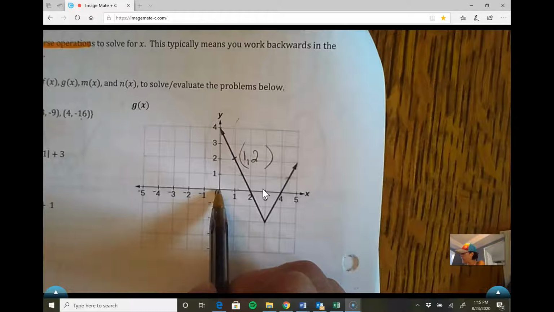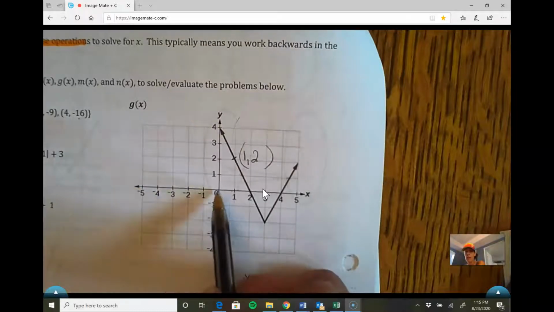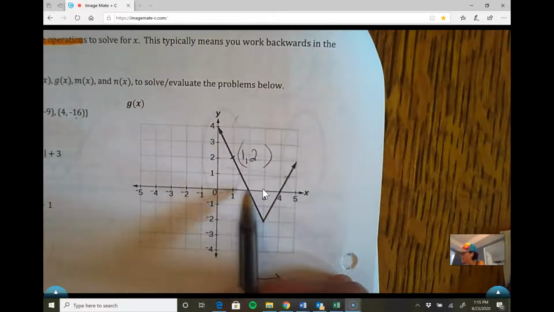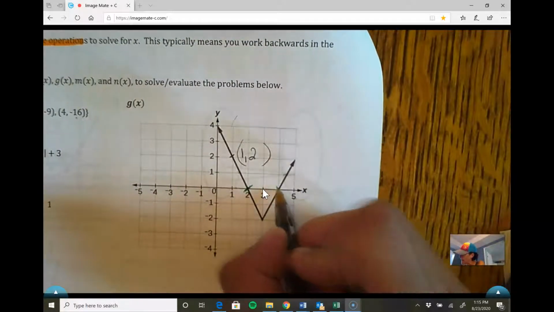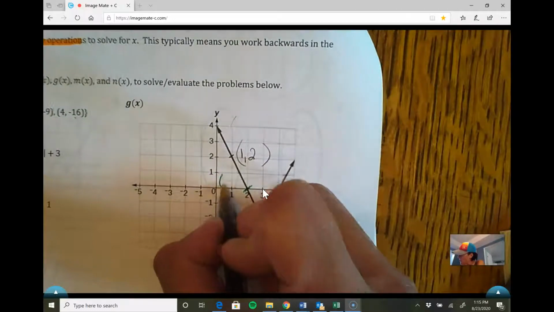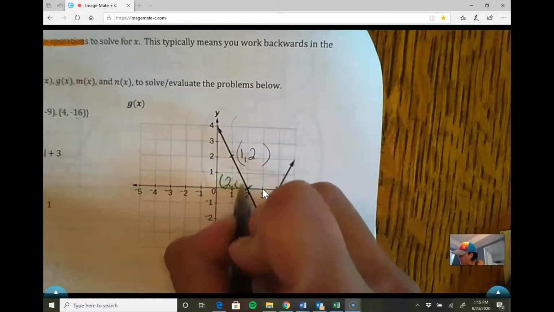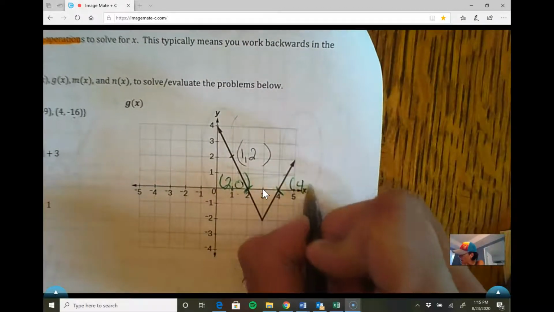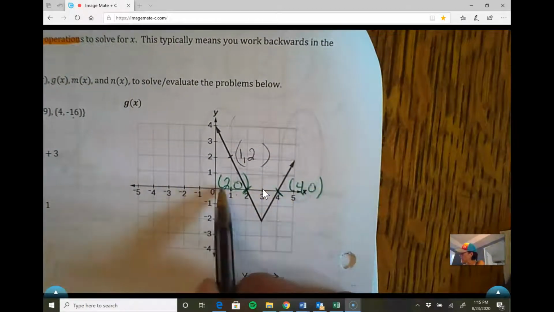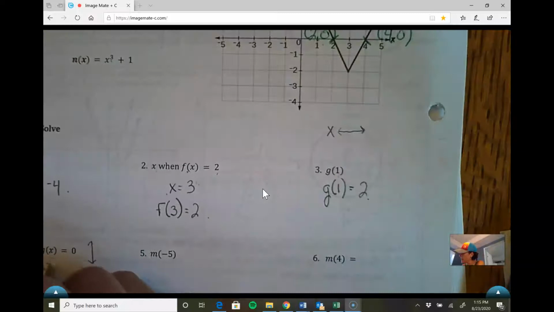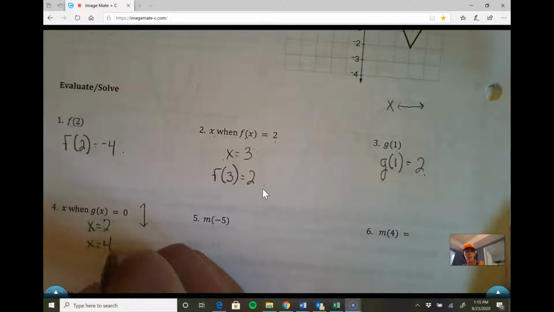So now to find my x value, I either go left to the shape or I go right to the shape. So I'm going to go right to hit this point, but I can go further right and hit this point. And again, this coordinate is 2, 0, and this coordinate is 4, 0. So when y is 0, you can see that x is 2. And you can see that x is 4. X is 2 and x is 4.